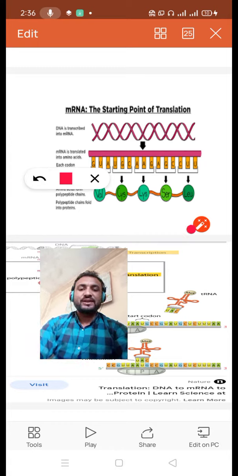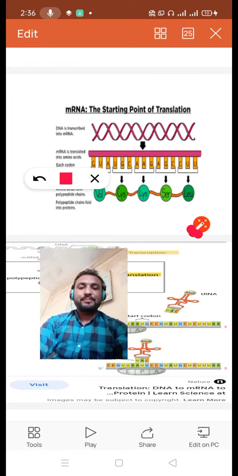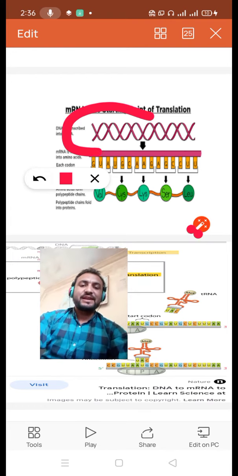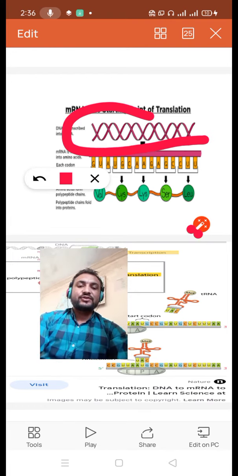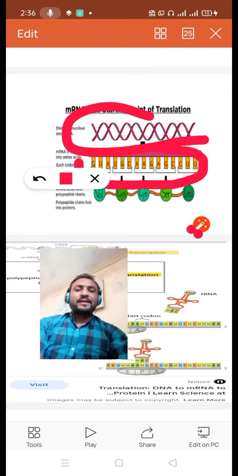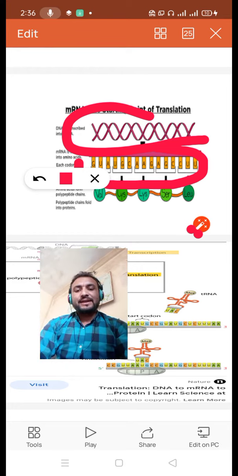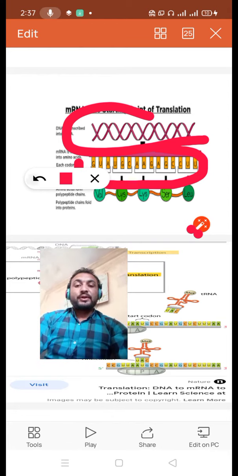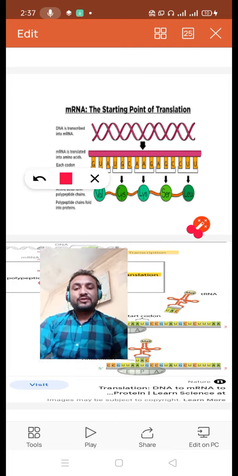You can see here the DNA is used as a template. This DNA helps to make the single strand, which is known as the messenger RNA. This is the messenger RNA. One strand of the DNA is used as a template by different enzymes, helicase and RNA polymerase enzyme, because the DNA consists of the instructions.